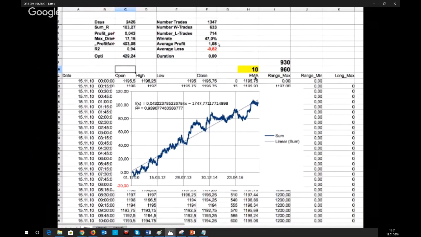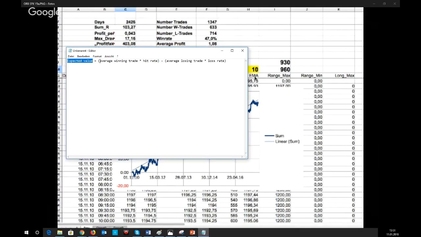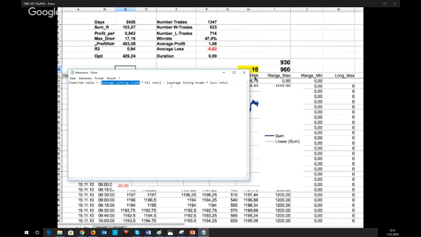Well, it means nothing more than that with those numbers, you're capable of working through this formula. The average winning trade is 1.08. The average losing trade is 0.82. You don't need to put in the minus here, because it's already there. And you have the hit rate, which is 47%, and the loss rate, which is 53.